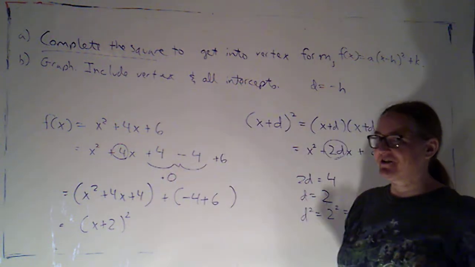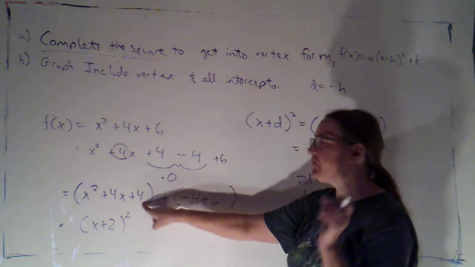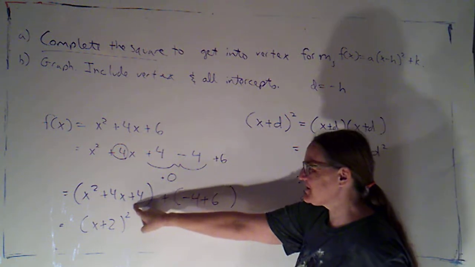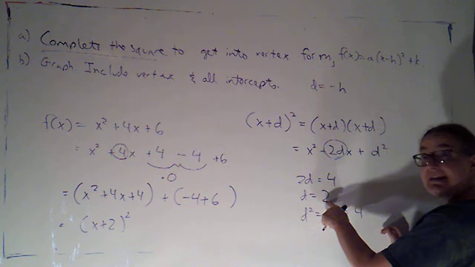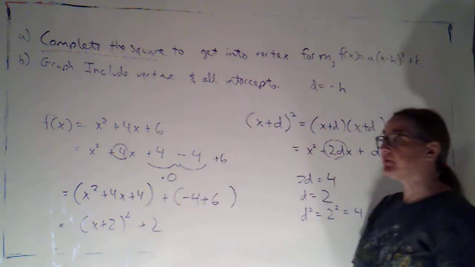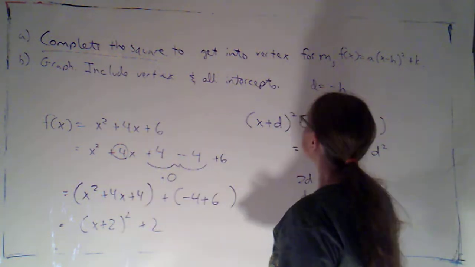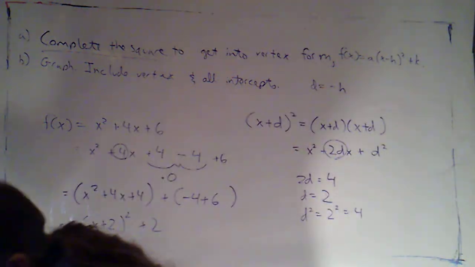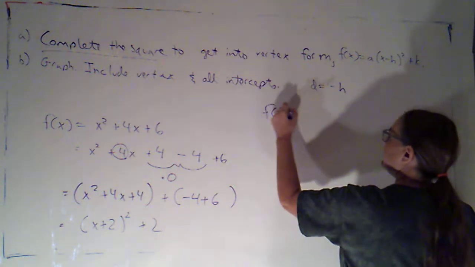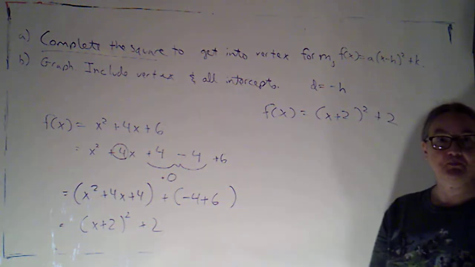Now we are going to spend a lot of time this semester factoring. This is some of the easiest factoring you'll ever do. If you've just completed the square to match this formula, these terms are going to factor into x plus d quantity squared. And then this would become plus 2. Now, all of this was just equal to f of x, so my vertex form we've now got f of x is equal to x plus 2 squared plus 2.